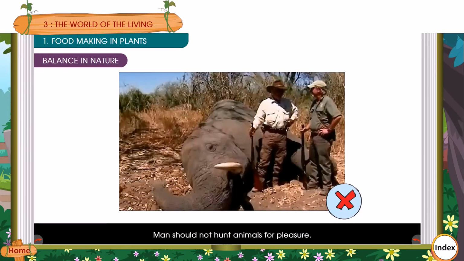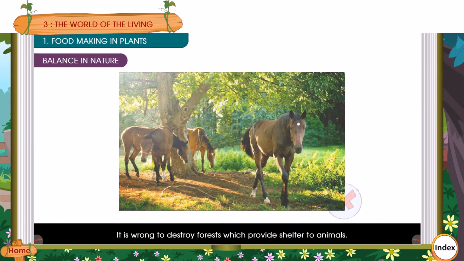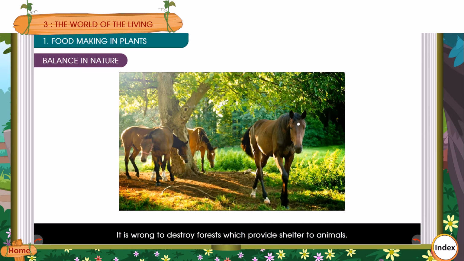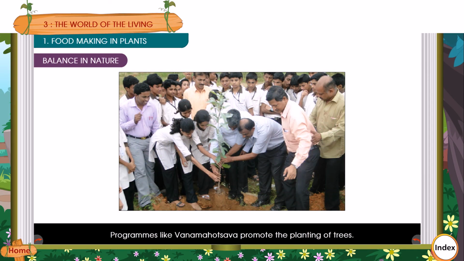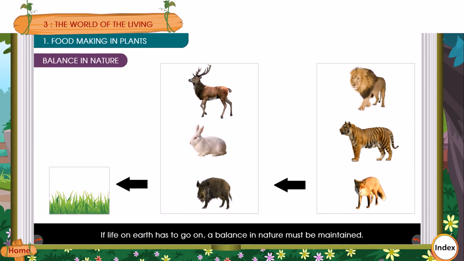Man should not hunt animals for pleasure. It is wrong to destroy forests which provide shelter to animals. Programs like Vanamahotsava promote the planting of trees. If life on earth has to go on, a balance in nature must be maintained.